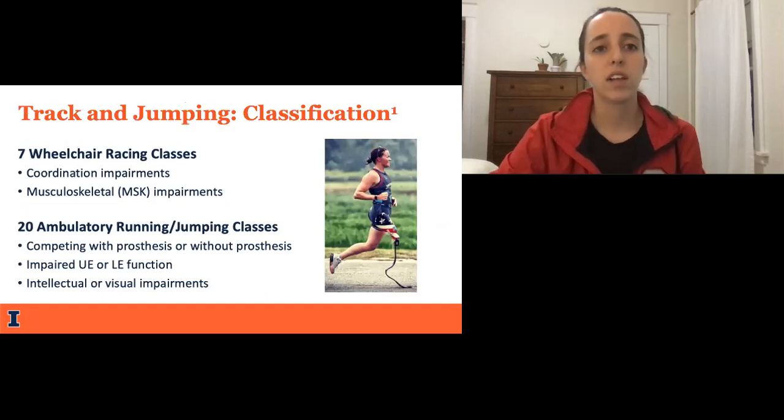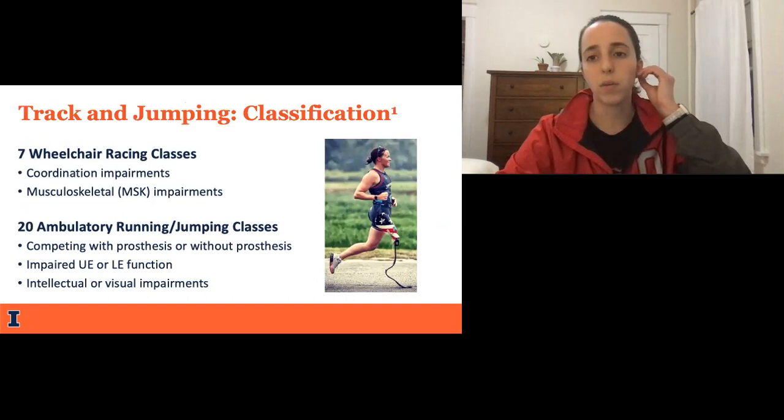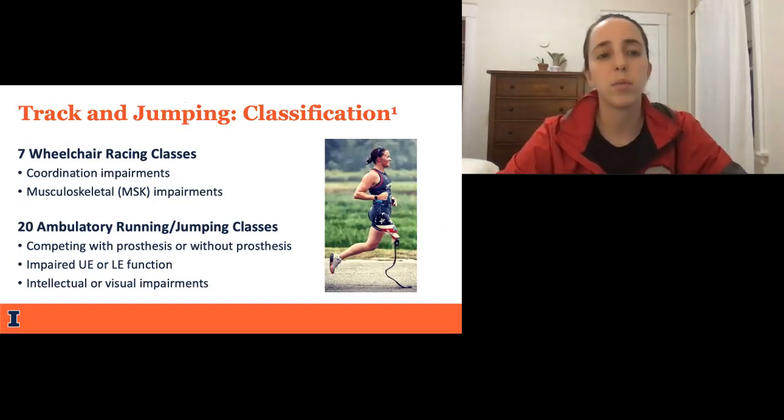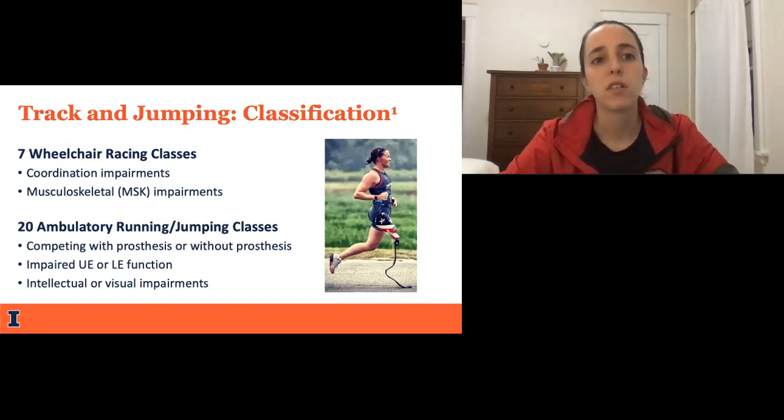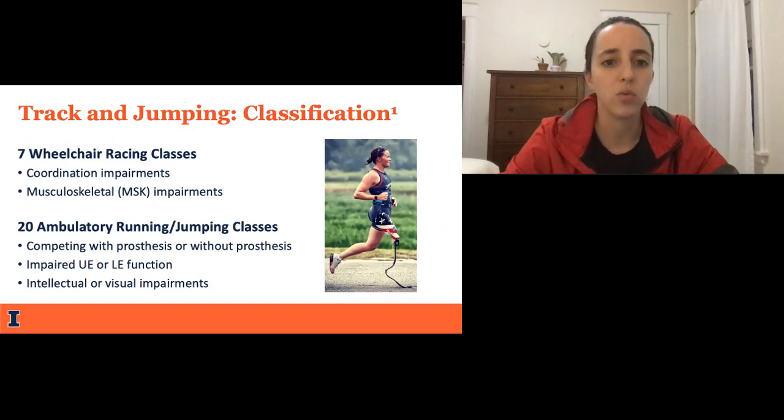So there's a bunch of different classifications here. They're going to be a little bit more complex than the wheelchair basketball classification that we already looked at in a previous part. But there are 7 wheelchair racing classifications. They're kind of broken up into coordination impairments and musculoskeletal impairments. There are 20 ambulatory running and jumping classes. These are athletes that are competing with or without their prosthesis.